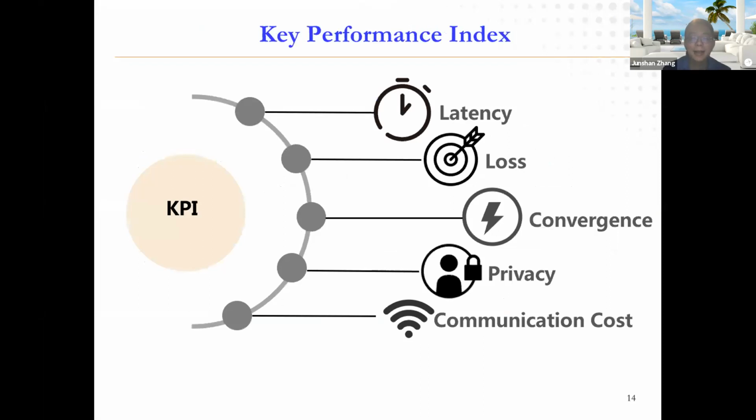Some key performance metrics include latency, how fast your model training is, and what is the accuracy, the loss, right? In terms of loss function, what is the accuracy, and how is the convergence behavior, and other metrics such as privacy protection and communication cost. These are the key performance metrics for edge intelligence.